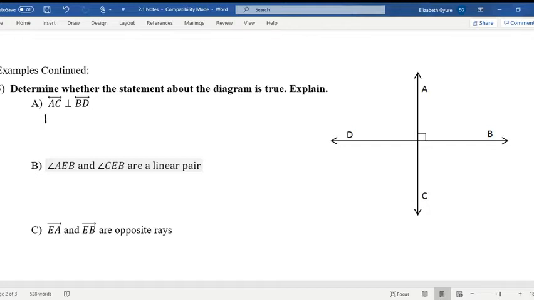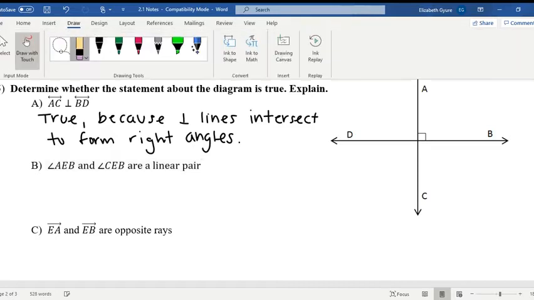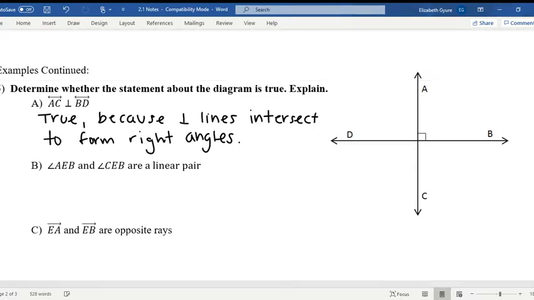So we would say true because perpendicular lines, remember our upside down T means perpendicular, intersect to form right angles. If that right angle box was not in our picture, then we would not be able to say that for sure. It might look like a right angle, but unless it has the proper labeling, we can't be positive.